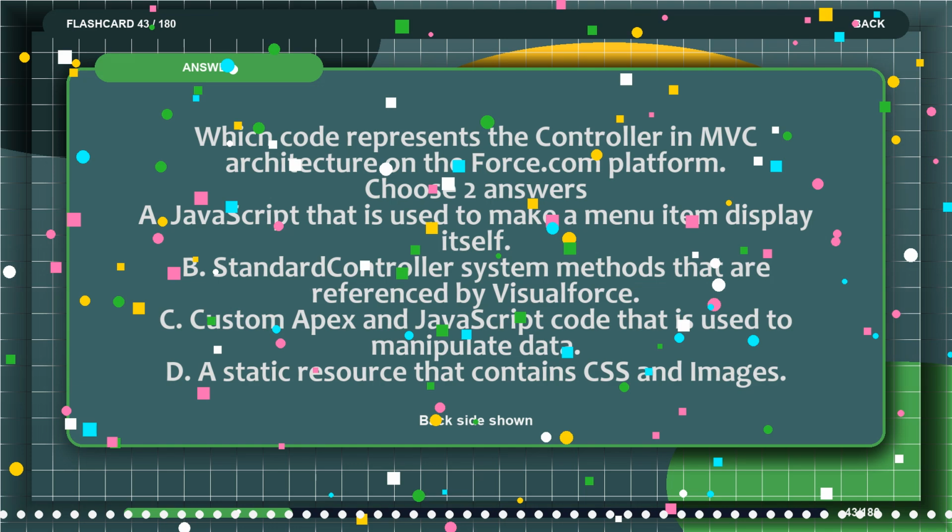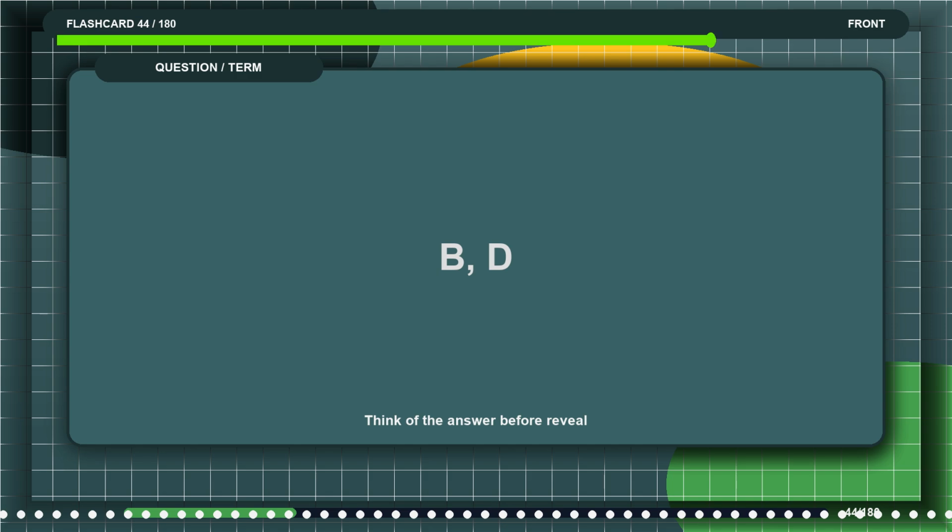The answer is: which code represents the controller in MVC architecture on the Force.com platform? Choose two answers. A. JavaScript that is used to make a menu item display itself. B. Standard controller system methods that are referenced by Visualforce. C. Custom Apex and JavaScript code that is used to manipulate data. D. A static resource that contains CSS and images. Flashcard 44. B, D. Think of the answer before the reveal.